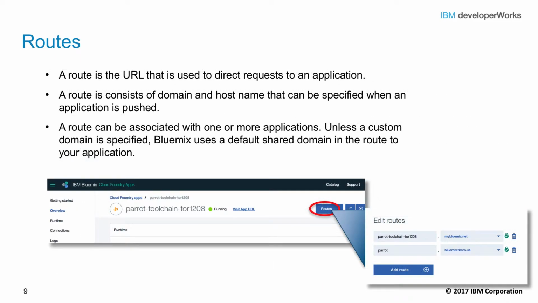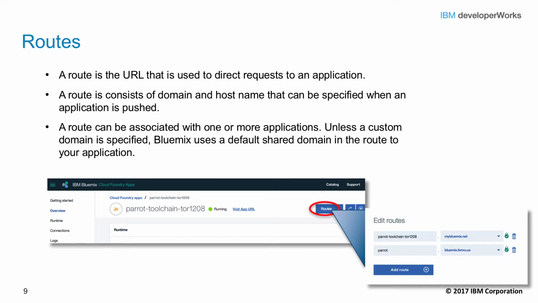A route is the URL that is used to direct requests to an application. A route is a combination of a domain name and a host name that is specified when the application is pushed. For example, in the route myapp.example.com, myapp would be the host and example.com is the domain.